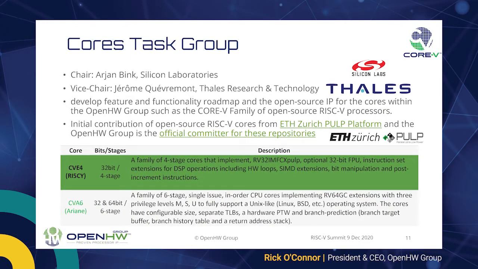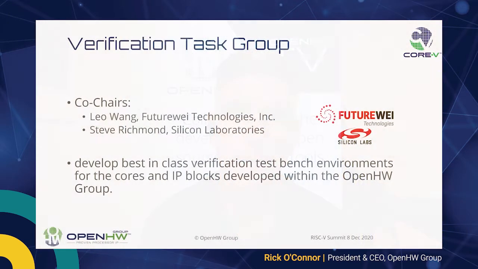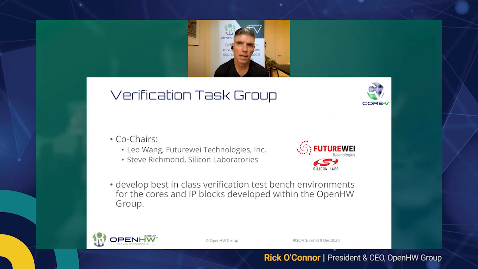Beyond the cores themselves and the work in the cores task group is a task group responsible for the verification of the IP blocks that we develop. And this is of particular importance when you consider what we're working on is to develop high quality industry grade IP. The verification task group is led by Leo Wang from FutureWay Technologies and Steve Richmond from Silicon Labs. And their mandate in this task group is to build a best-in-class verification test bench for the open source IP that we develop within the open hardware group.